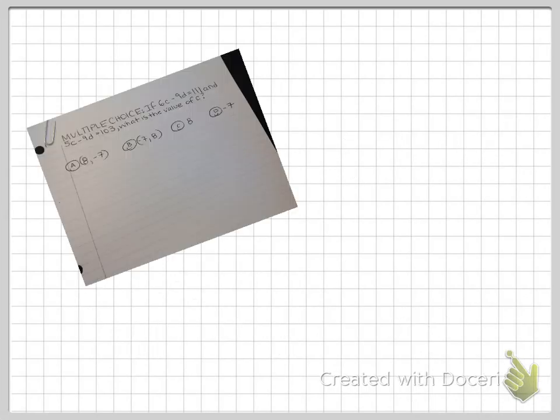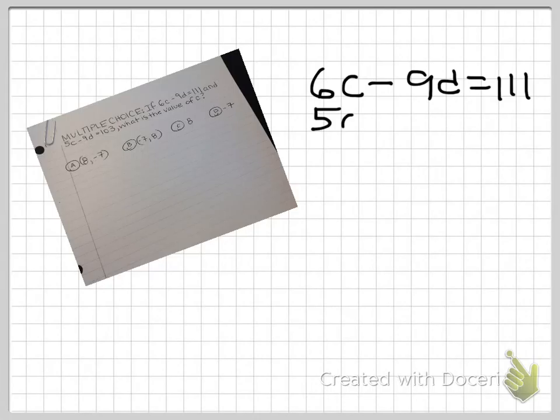And our last problem is a multiple choice problem. So it tells us to find the value of c. So we're going to solve the system. You have 6c minus 9d equals 111. And 5c minus 9d equals 103. So we're going to need to solve for c. So you can cancel out the d values here.